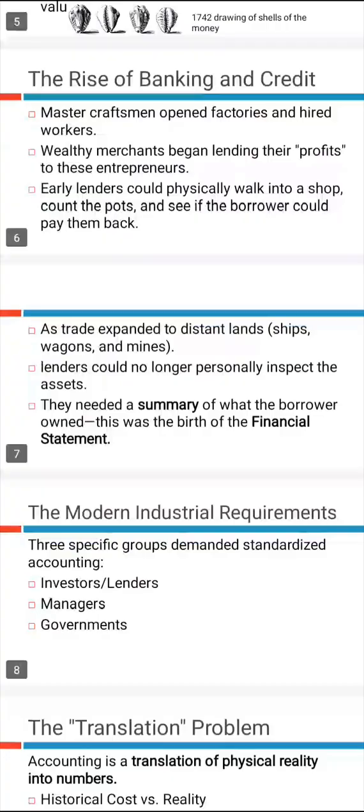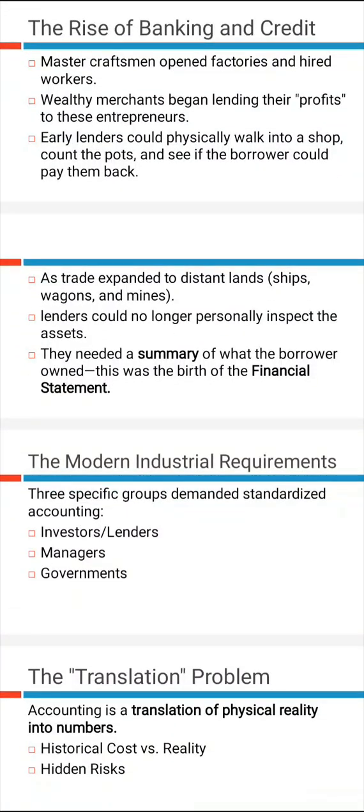Here in the next slide, it's written that as trade expanded to distant lands, ships, wagons, and mines, lenders could no longer personally inspect the assets. They needed a summary of what the borrower owned. This was the birth of the financial statement.